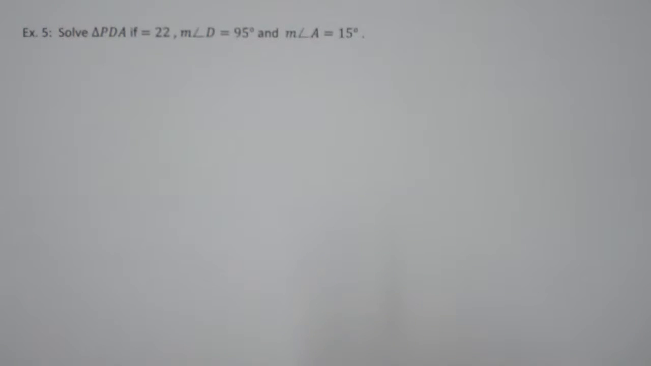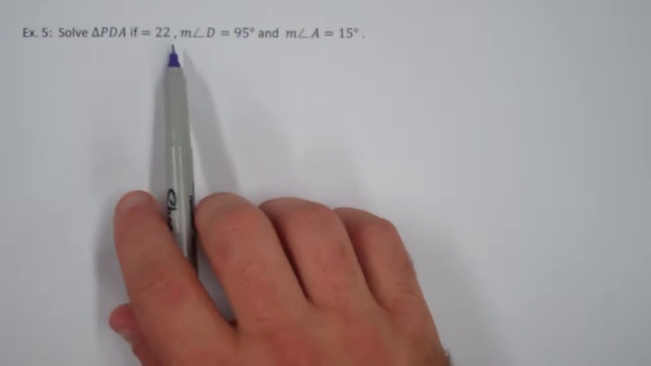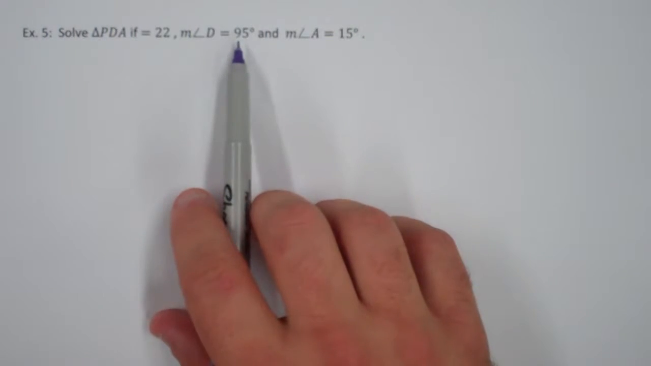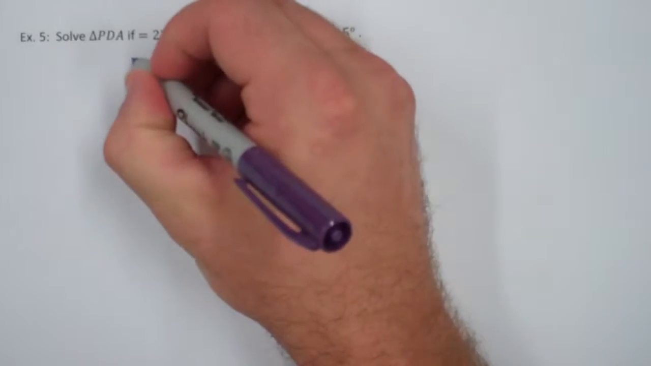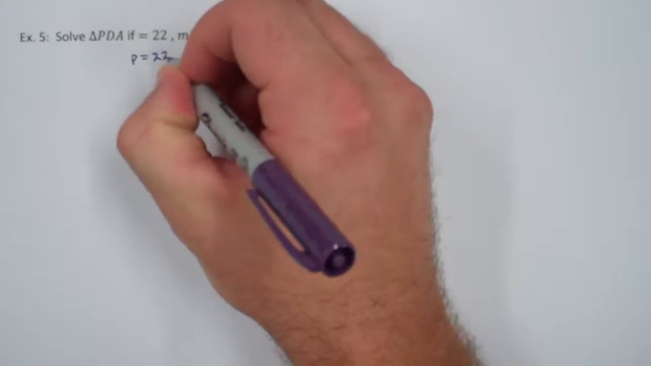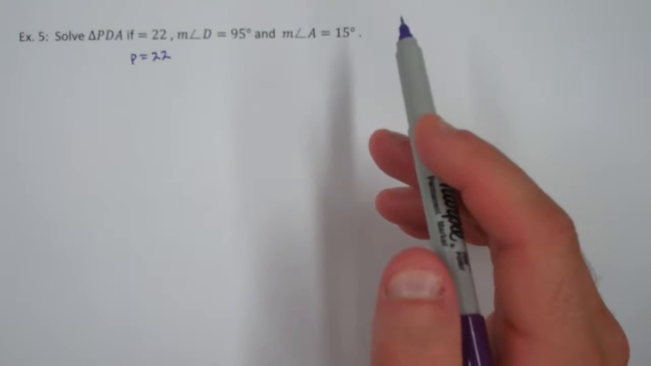In example 5, we need to solve triangle PDA if, let's see, this unknown side is equal to 22 and the measure of angle D is 95 and the measure of angle A is 15 degrees. So let me take a quick look at my notes and we'll see what that side is, and that should be side P, I think. Hopefully that agrees with the notes that you have at home. If there's something different here, let's just make P equal 22.